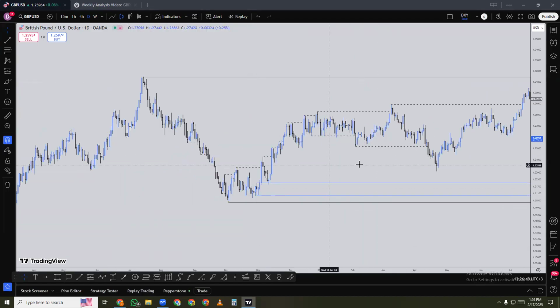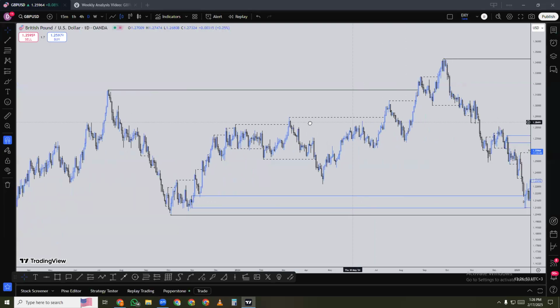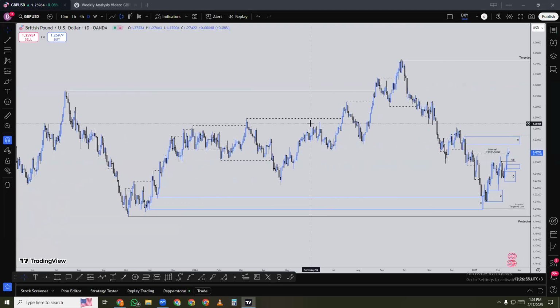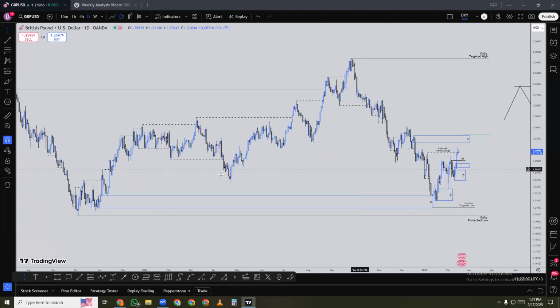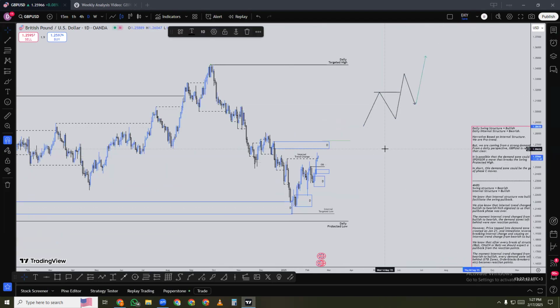So the market broke structure to the upside. This is where we did that, and yesterday's video will explain that in depth. Once we broke that structure to the upside, what we usually expect is a pullback. This is the illustration that I made in that video. If you haven't watched that video, it's very important that you do.